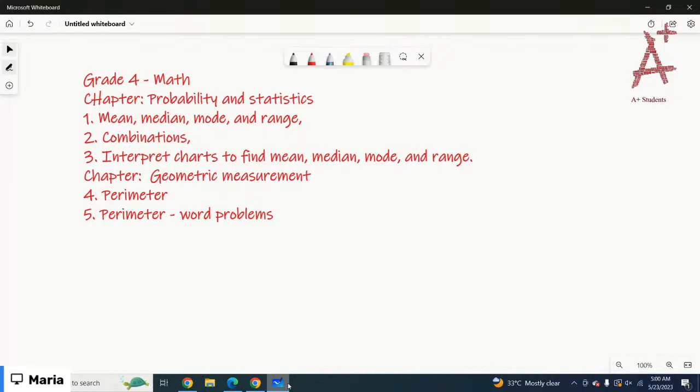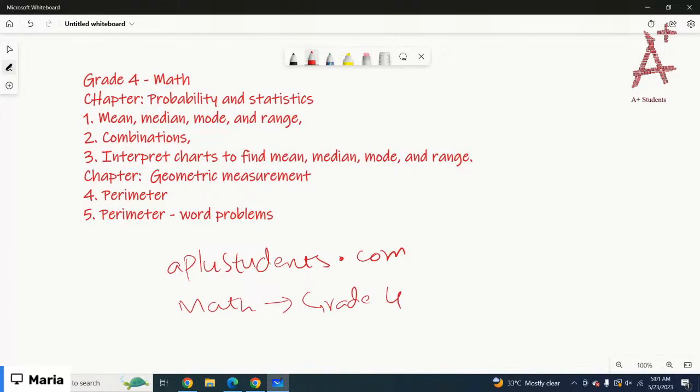We are here for grade 4 maths. So you can find all the lessons on aplusstudents.com. You have to log in there using your email address and password as provided by the administrator. Then you have to select math from the subject tab. Scroll down to grade 4 and then click on view all lessons.